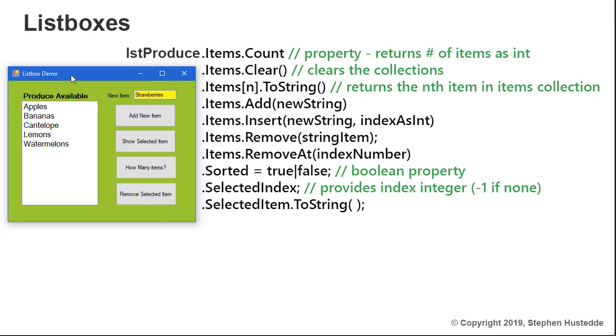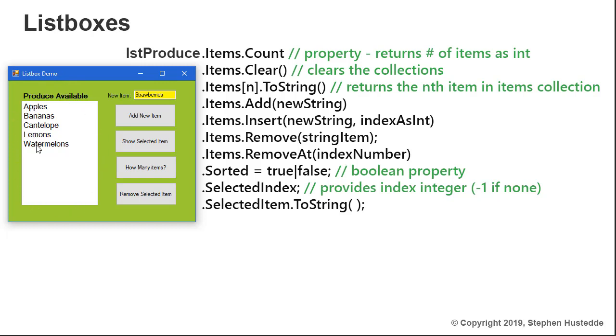Now it's important to remember that, as we stated before, in most cases when you're counting in C#, we start counting with 0. So the first item is going to be item 0. So I have a program here running called listbox demo, and this is my list box here.